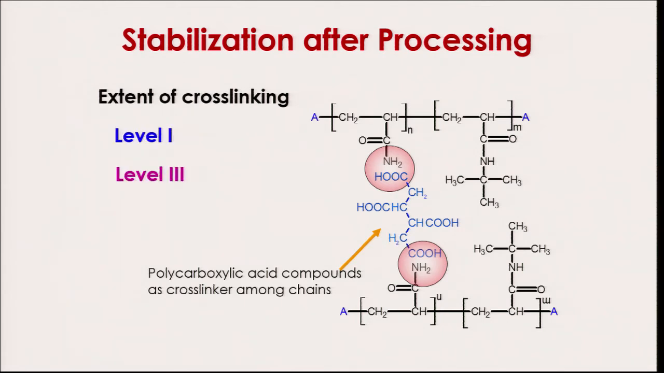I can also change the extent of cross linking. I can use different levels of cross linking. For example, here I am demonstrating two levels. Level 1 shows a lower degree of cross linking, meaning less amount of additive has been used, and level 3 shows a higher amount of cross linking.